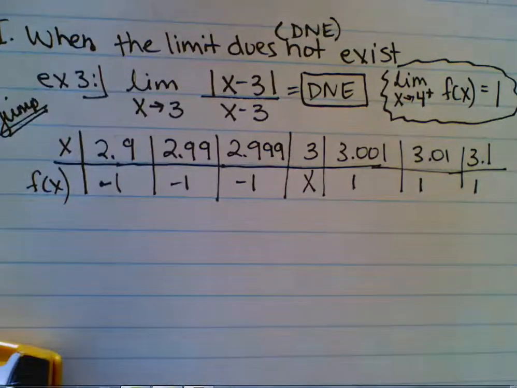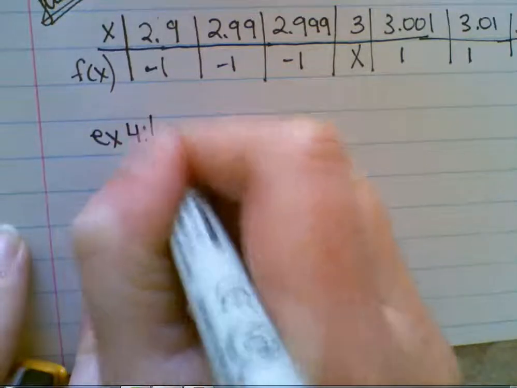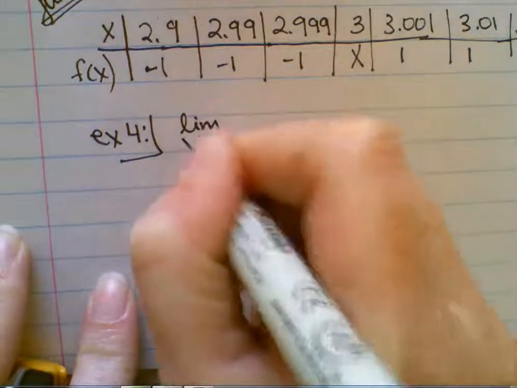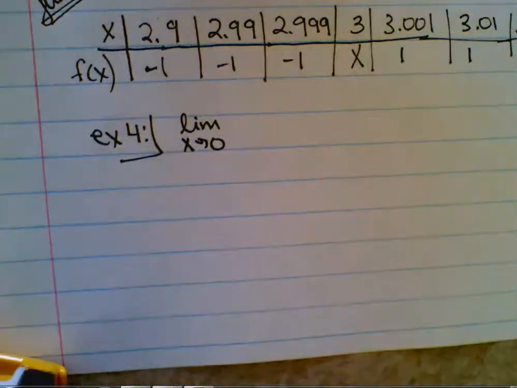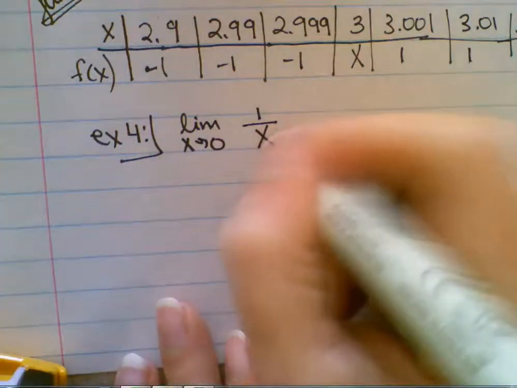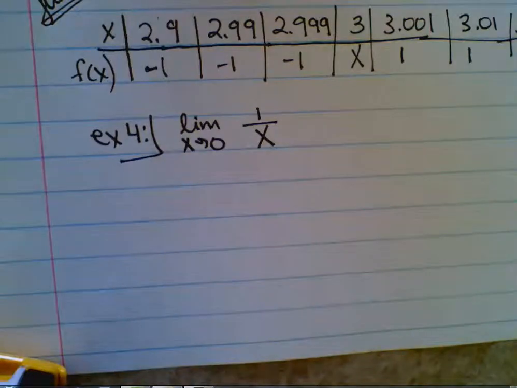All right, another one would be example 4. I'm going to ask you to find the limit as x approaches 0 of 1 over x. Again, you're going to want values right before and right after 0.